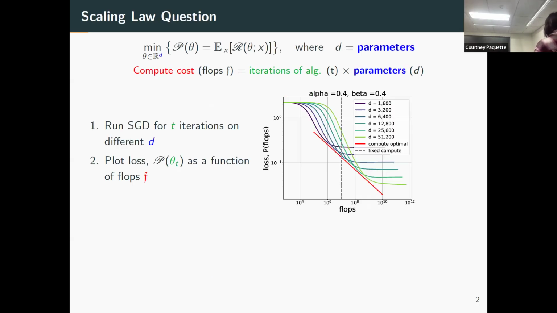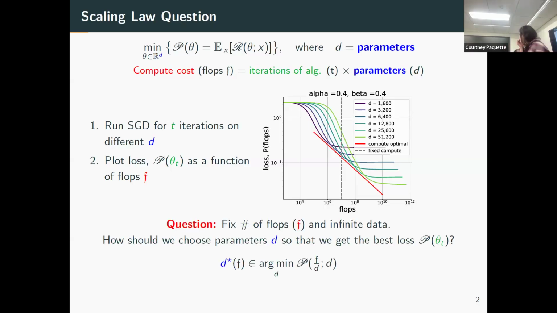What do we mean by a scaling question? Well, you might run your favorite algorithm, say SGD, for T iterations across different Ds. You plot your loss as a function of flops, because you have this formula which relates iterations to parameters, and you get curves which look like this. Even on LLMs, they have this. The mathematical question is very simple: if you fix your number of flops and you have infinite data, how do you choose D so that you get your best loss? This is an interplay between the algorithm, D, and the actual architecture.